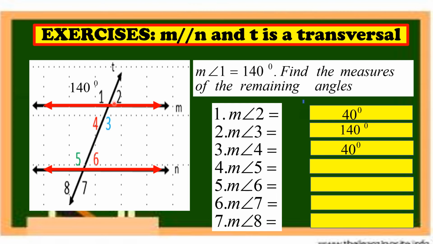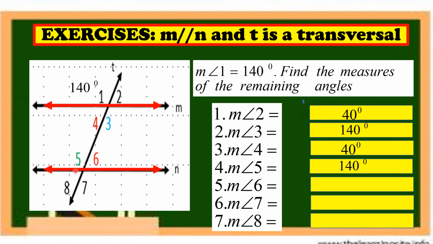We need to find the measure of angle 5. Angle 1 and angle 5 are corresponding angles, and corresponding angles of parallel lines are congruent. So, we have angle 5. If angle 1 is 140 degrees, then the measure of angle 5 is also 140 degrees.